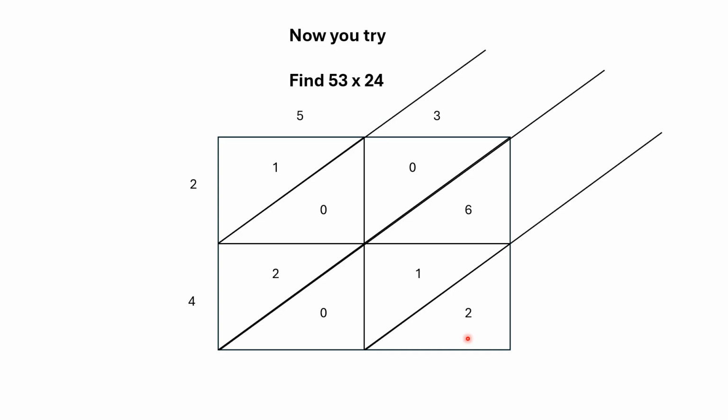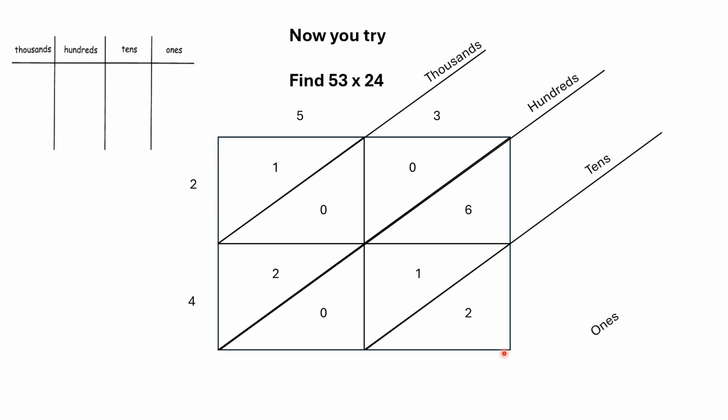I will now extend the diagonal lines here, and I will go ahead and label each section. Yay! Now I will go ahead and write down each partial product in my place value chart here. For the first box here, I have a 1 in the thousand spot and a 0 in the hundreds place. So that has a value of 1,000. For the next box, I have a 0 in the hundred spot and a 6 in the tens space. So that has a value of 60.